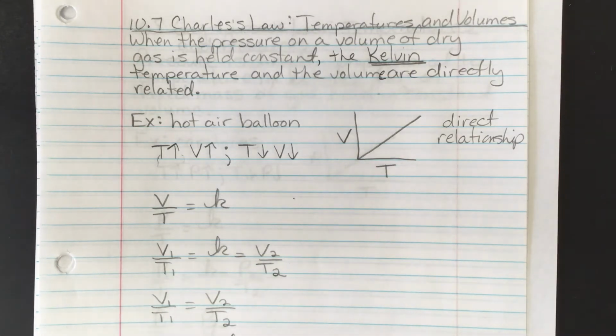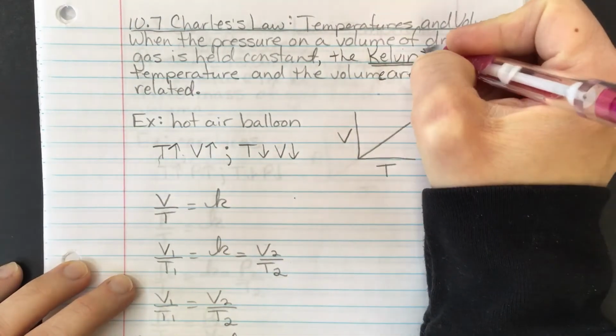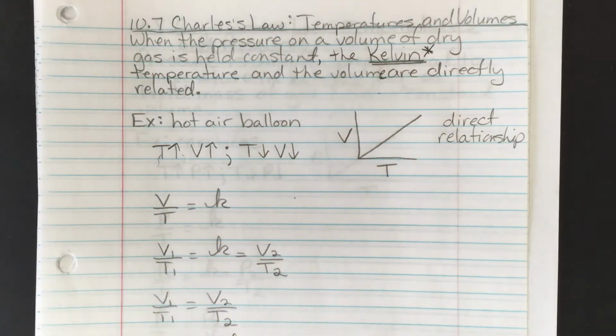If we take a look at the definition for Charles' law, it is: when the pressure on a volume of dry gas is held constant, the Kelvin temperature and the volume are directly related. We are going to be working with Kelvin temperature. So if we are given our temperatures in degrees Celsius, we're going to have to convert, which we'll talk about later. I will remind you of how we do that.